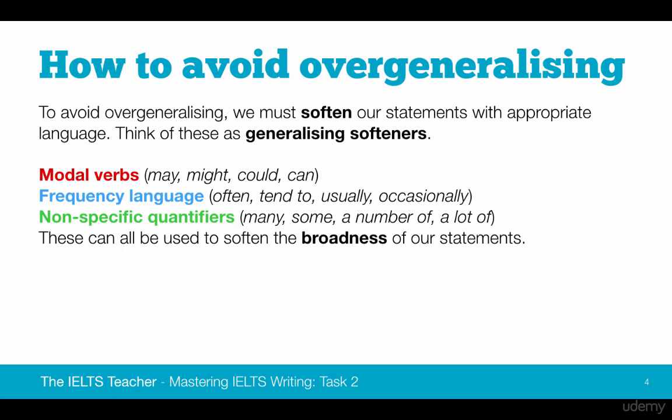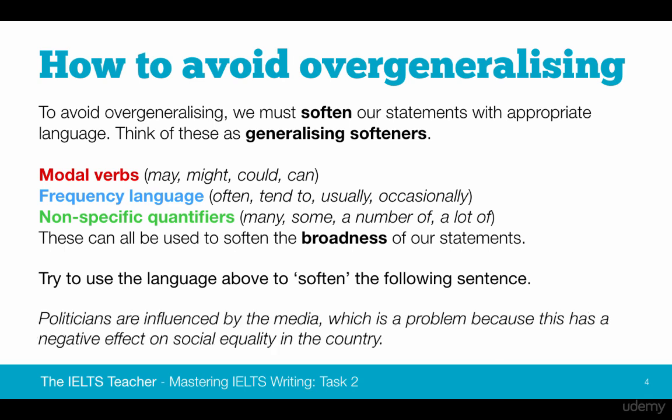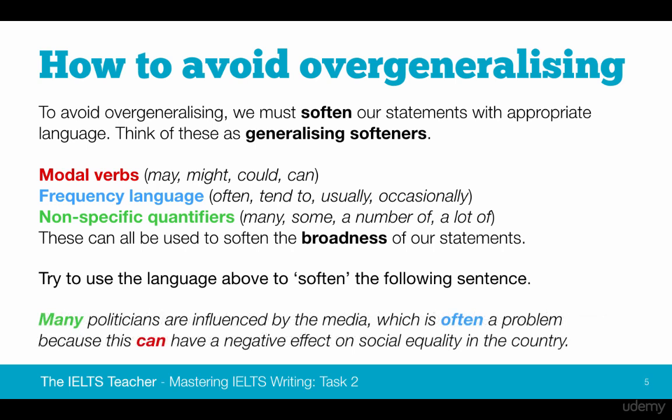So we're going to look at an example. And I want you to try and soften this example using these words above. Politicians are influenced by the media, which is a problem because this has a negative effect on social equality in the country. So, how could we soften this statement? Many politicians are influenced by the media, which is often a problem because this can have a negative effect on social equality in the country. So by using a few of these expressions, we have avoided making grand sweeping statements about something which we cannot verify.